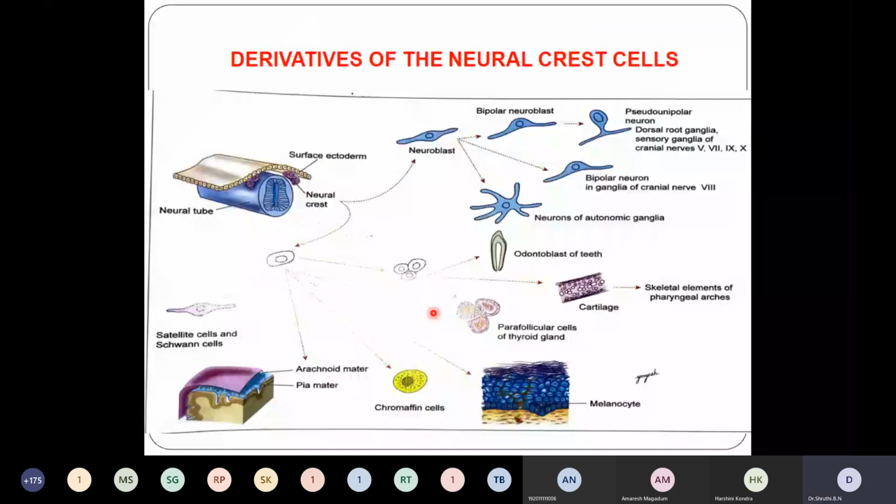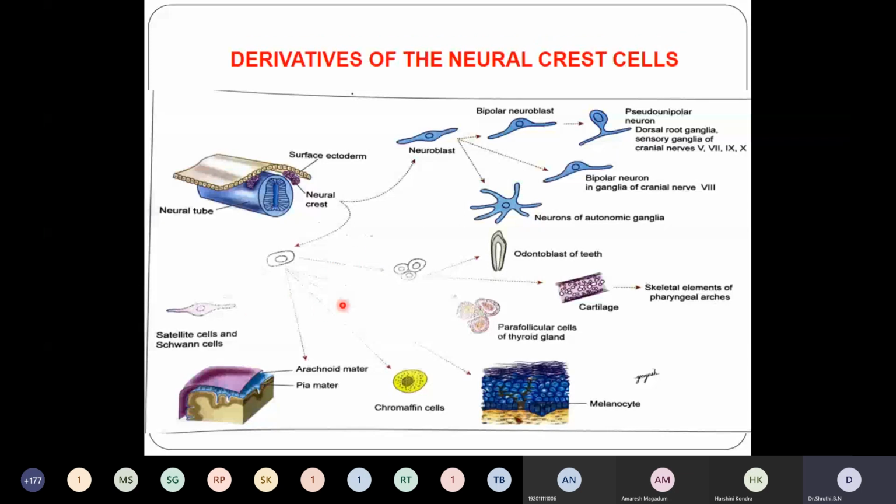So coming to the neural crest cells, though I have dealt this in the previous class, I'll just brief it here. So the pluripotent cells which line the tip of the neural tube get differentiated and separated from the surface ectoderm and lie dorsolateral to the neural tube, forming the neural crest cells. This neural crest is divided into ventral mass and the dorsal mass.